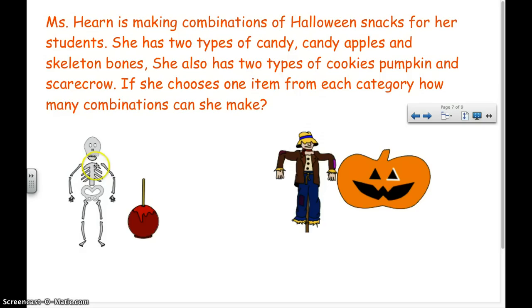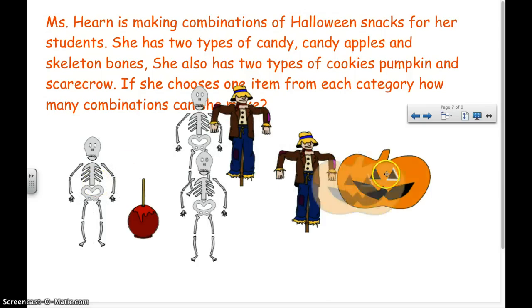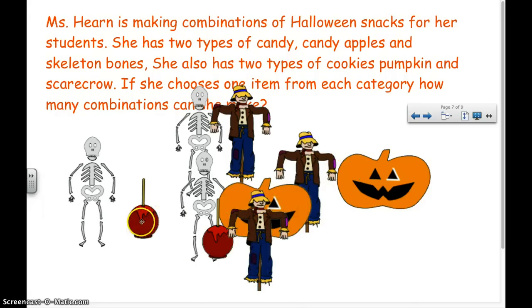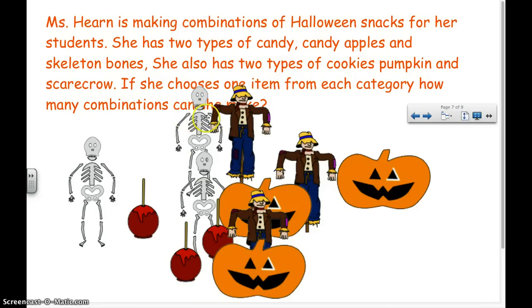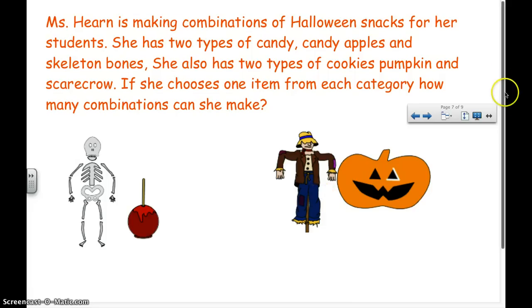So if I took skeleton and I added a cookie, then I took skeleton and I added a cookie, I took apple and I added a cookie, I took apple and I added a cookie, then that would give me 1, 2, 3, 4 sets. I can do that a whole lot easier without getting all kinds of messy.